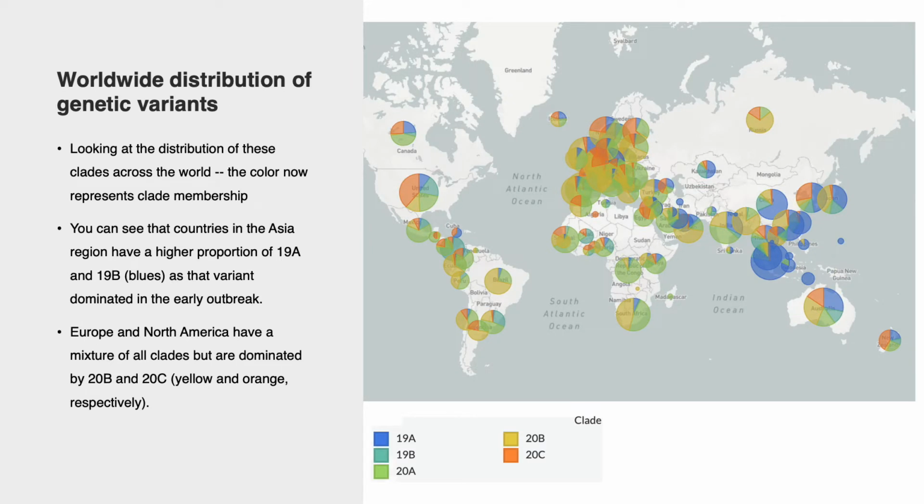We're now looking at the distribution of these clades across the world. You can see the countries in the Asia region have a higher proportion of 19A and 19B, which is seen in blues, as this variant dominated in the early outbreak. Europe and North America have a mixture of all clades, but are dominated by 20B and 20C.